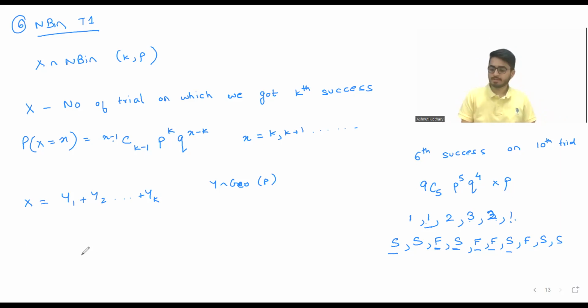Now from here, we can see that the expectation of x, we add all their expectations, which will come out to be k by p. Similarly, if I want to find the variance, I will add the variances of all of them, which will come out to be kq by p square.